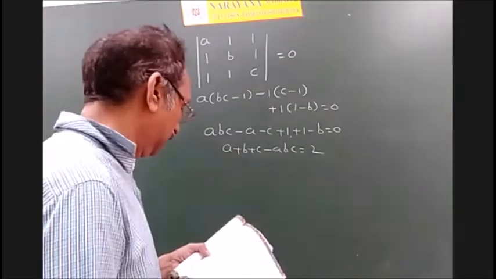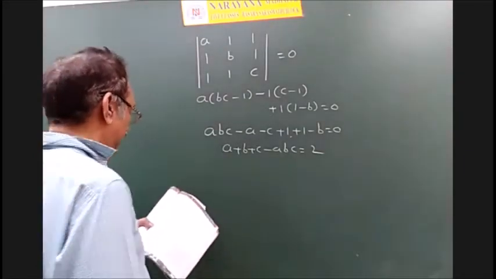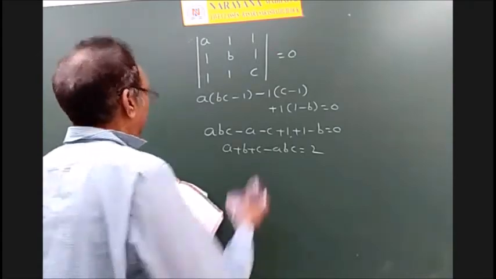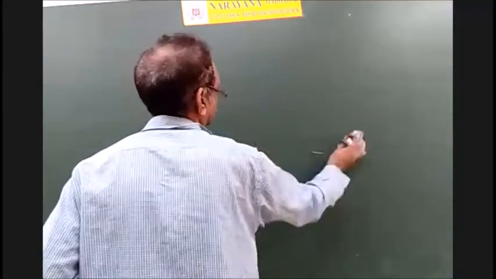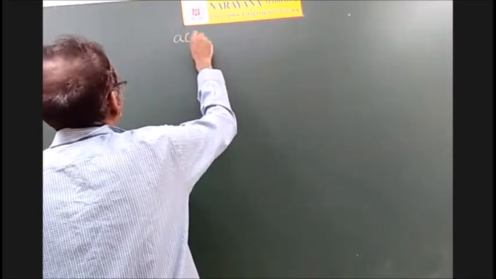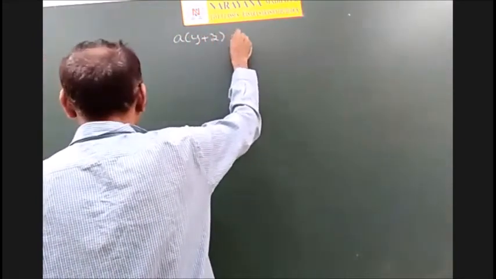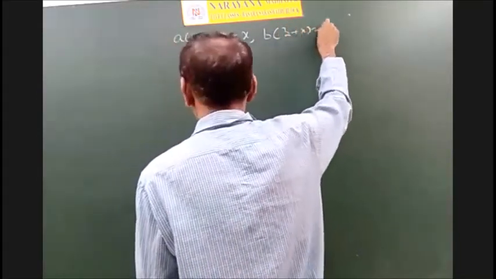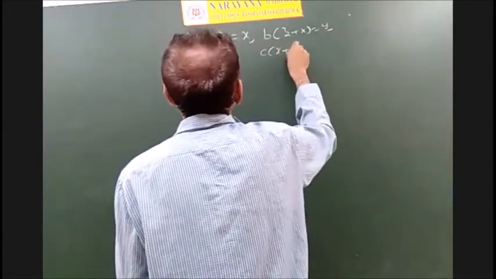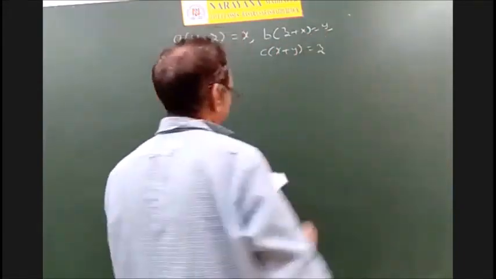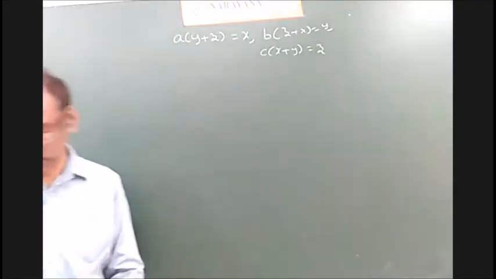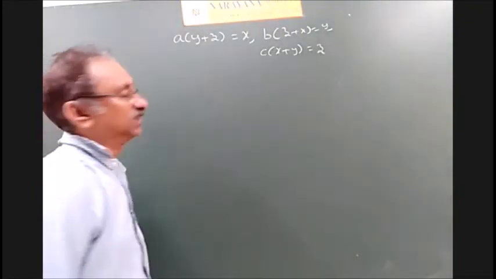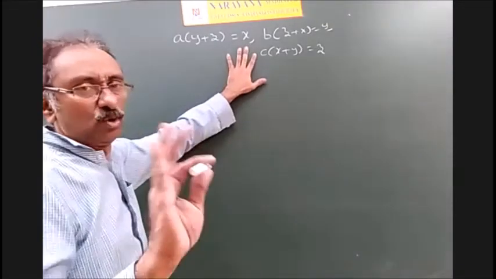Okay, a simple one. And now question number 58. Question number 58. If the equations a into (y plus z) is equal to x, b into (z plus x) is equal to y, c into (x plus y) is equal to z, have non-trivial solutions. Again, same model, that is equal to 0. Observe, these are homogeneous, no constant term.